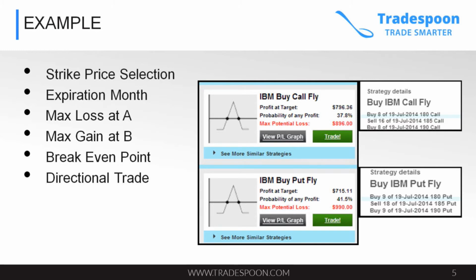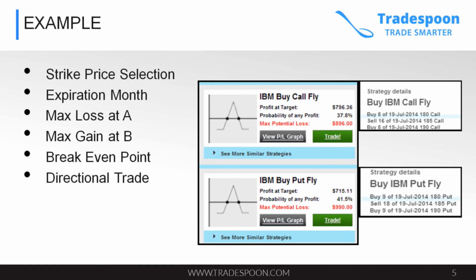Your maximum loss occurs when the price drops either below the lower strike price, the long strike price, or it moves above the higher strike price. Your break-even point, you can see where the x-axis, the strike price, intersects the profit and loss, the two dots on your screen. And keep in mind that butterfly can be a directional trade.